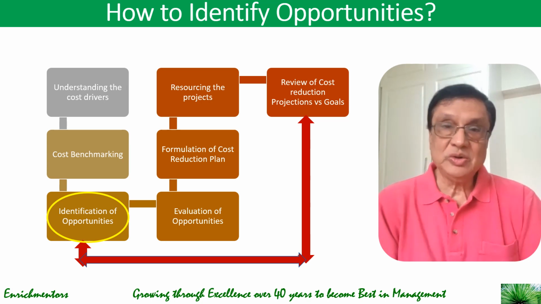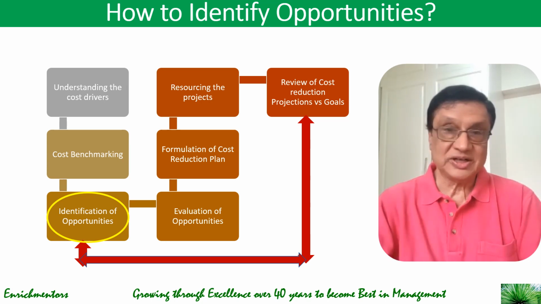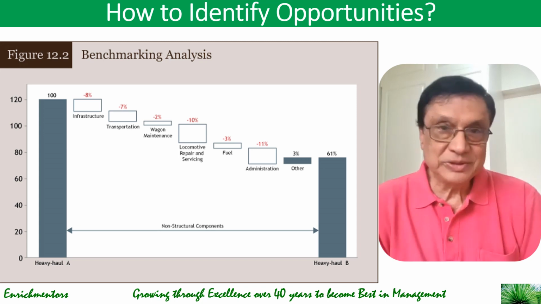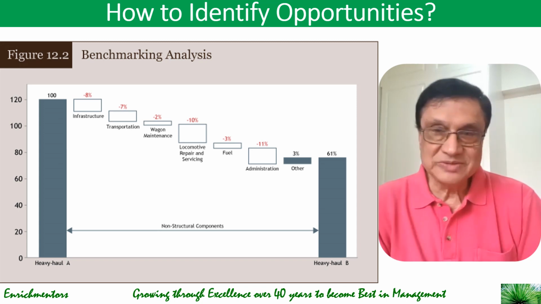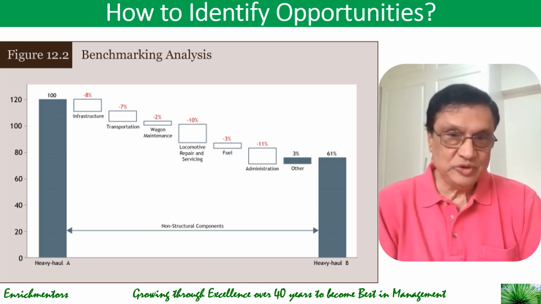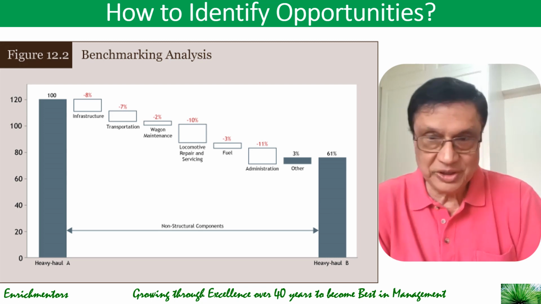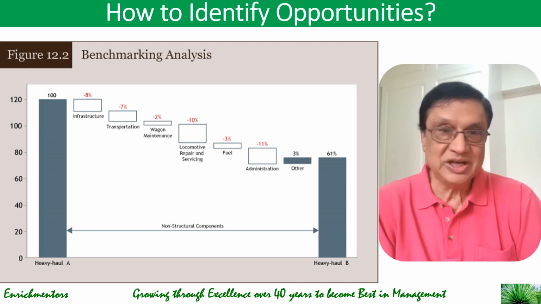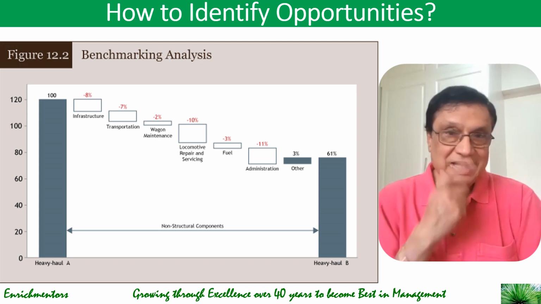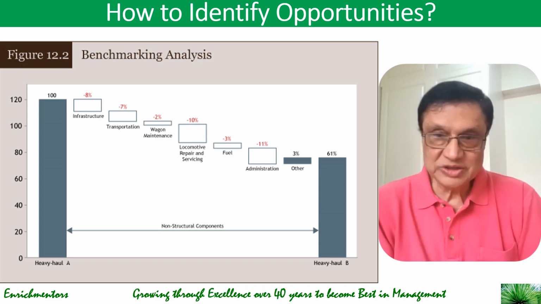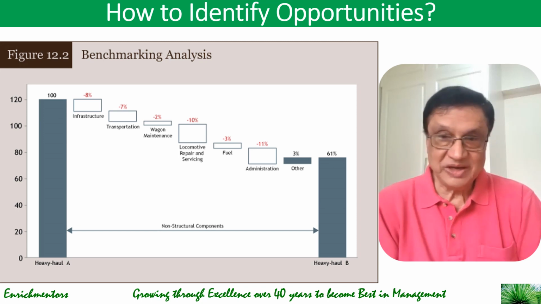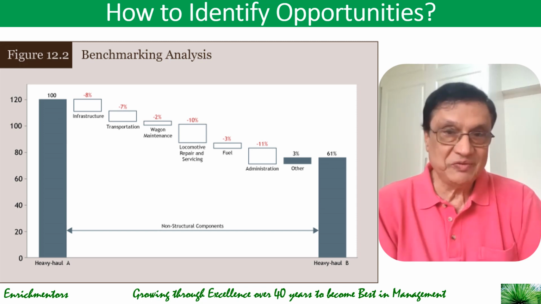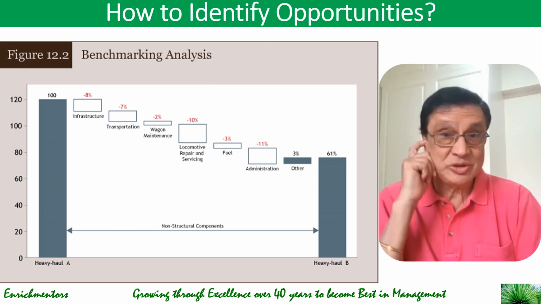And this leads to how to identify opportunities. Let's take a look at that. So this is an example. After the benchmark analysis, life becomes relatively easy. Then you discover, if your cost is 100 and your competitor's products, let's say Heavy Haul A and Heavy Haul B, are the two products, your cost is at 100, then you see versus the lower cost item, Heavy Haul B, what the points of difference are. What is contributing to that lower cost? And that becomes your opportunity, isn't it?